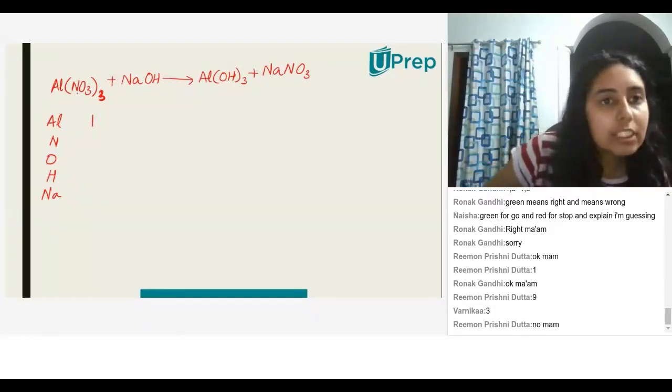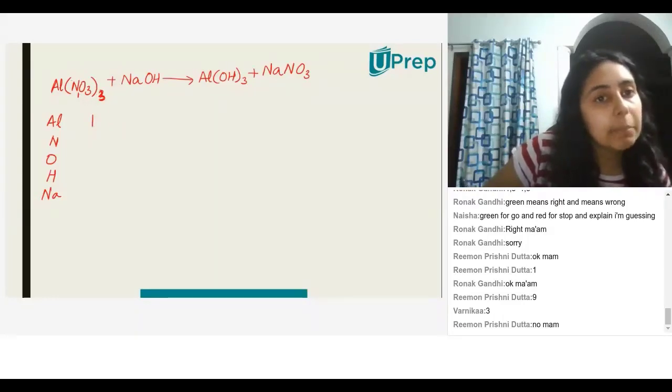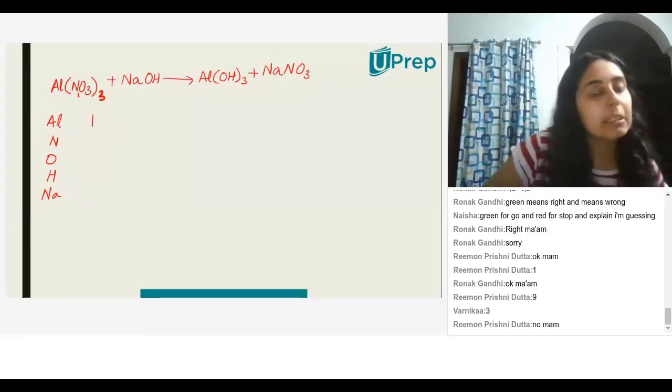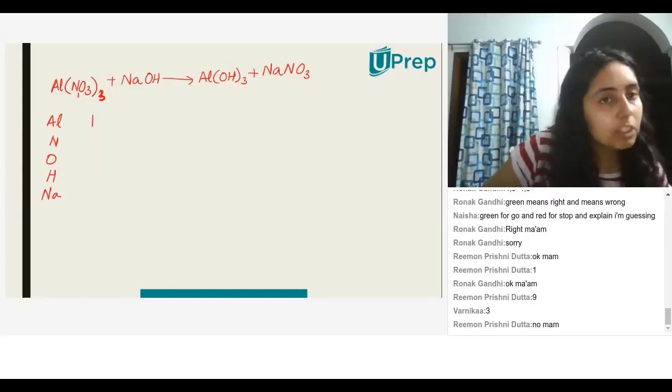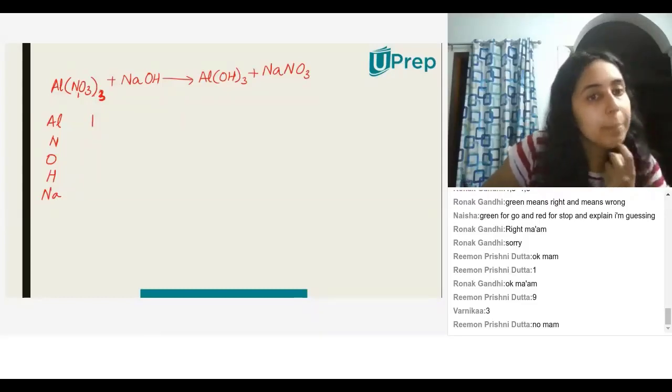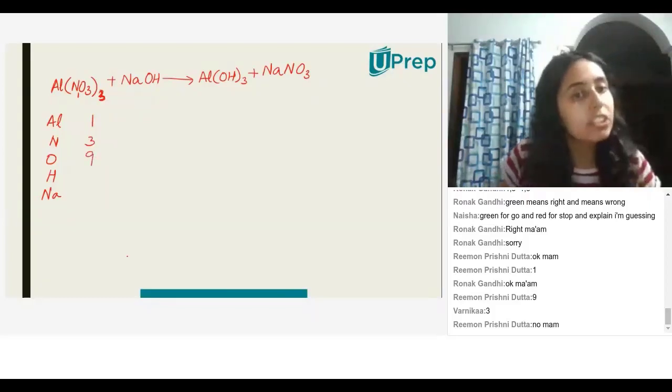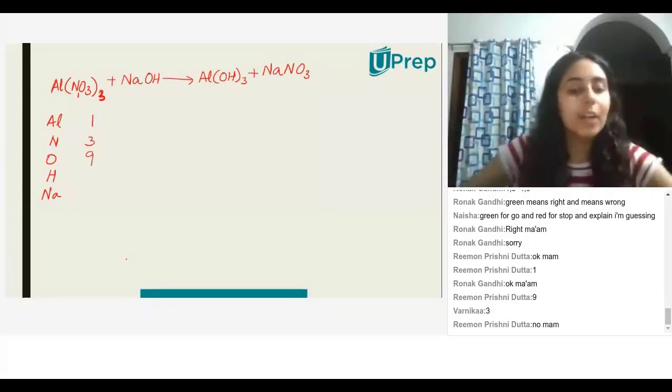Nitrogen just has 1, right? The 3 is next to oxygen, it's not next to nitrogen. Outside the bracket, there is 3, so this 3 multiplies with everything inside the bracket. With nitrogen, because there is just 1 nitrogen, 1 times 3 is 3. Oxygen, however, has 3 next to it, so 3 times 3 becomes 9 oxygens. So there are 9 oxygens, but only 3 nitrogens. Did you understand?